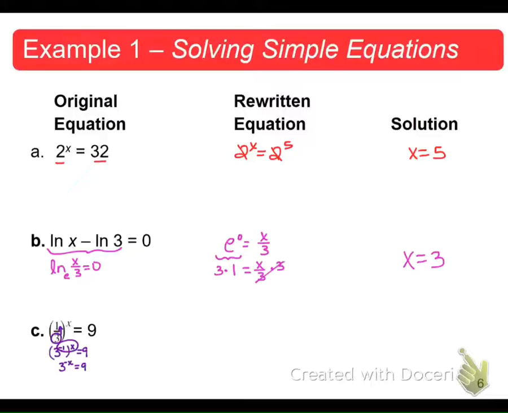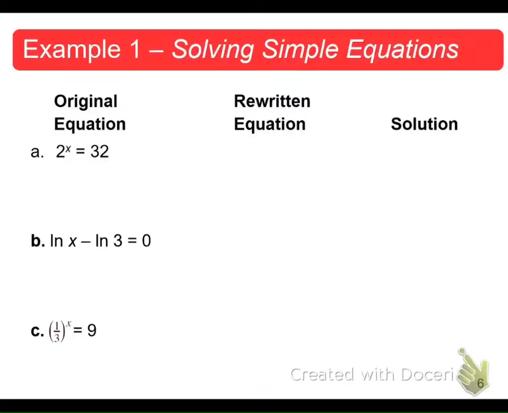Well, just like letter A above, if we can get like bases, we can cancel out those bases. So can you take 9 to a base of 3? Yes. So we have 3 to the negative x equals, what is 9? 3 to the 2. Your bases are now equal, so get rid of them. So we know that negative x equals 2. Solve for x, and you find that x equals negative 2.